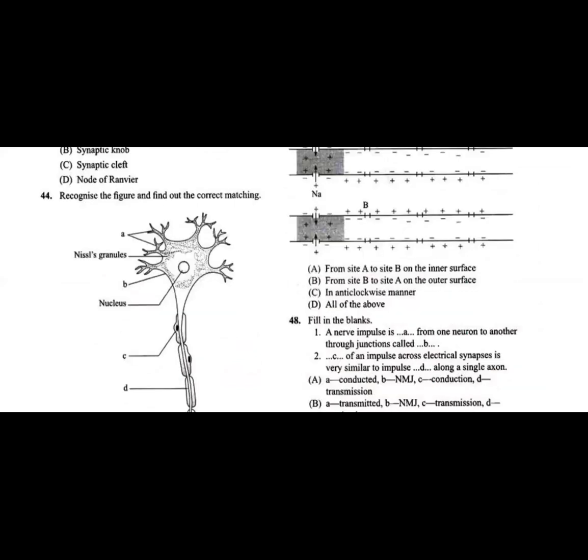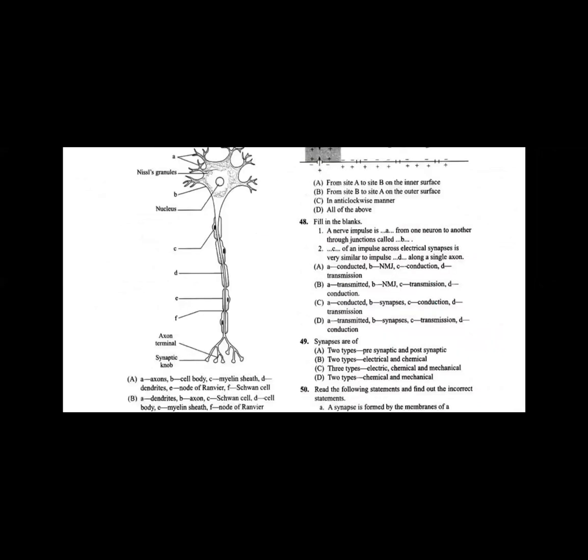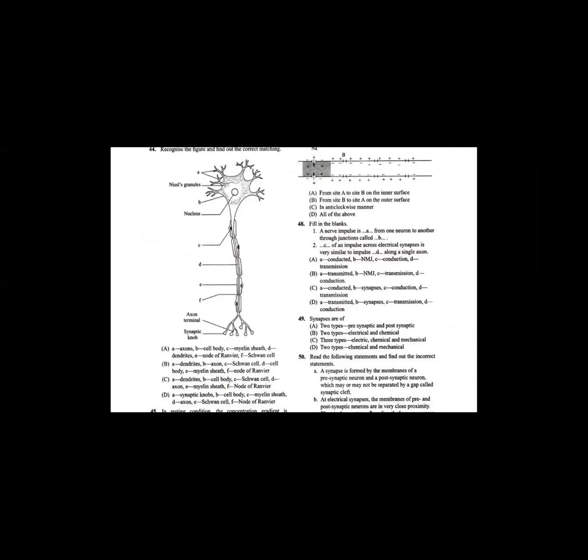Now question number 44, recognize the figure and find out the correct matching. The labelings they have given here, students, you need to find the correct matching. What is A? A is dendrites. Now what is B? B is cell body. What about C? C is Schwann cell. D is axon. E is myelin sheath. F is nodes of Ranvier. So the correct option for the above diagram and labels, question number 44, C is the answer, students.